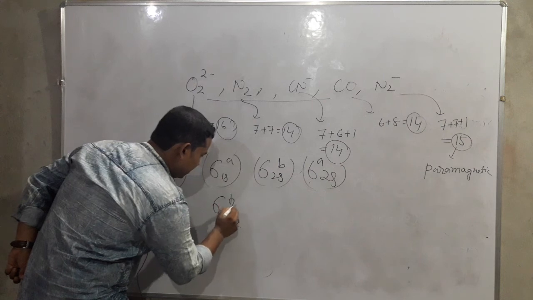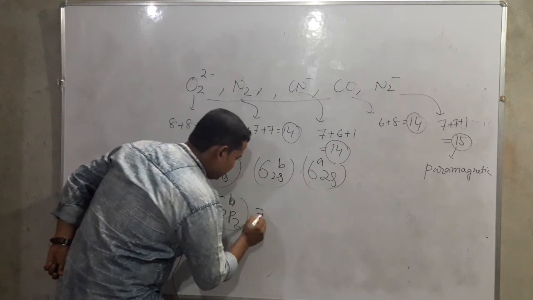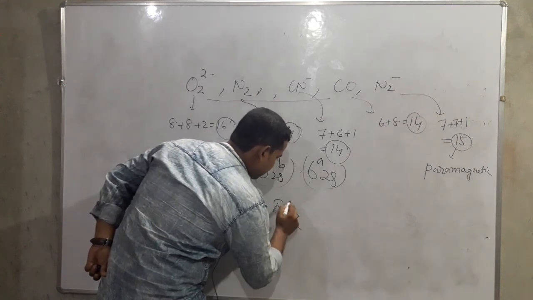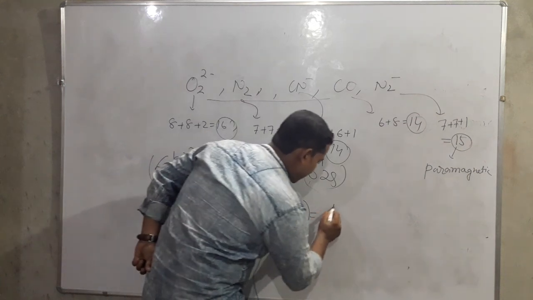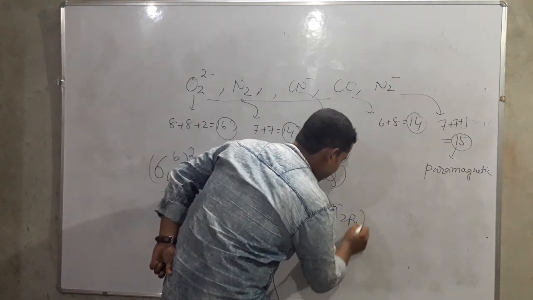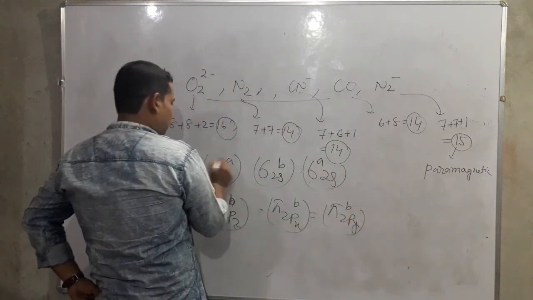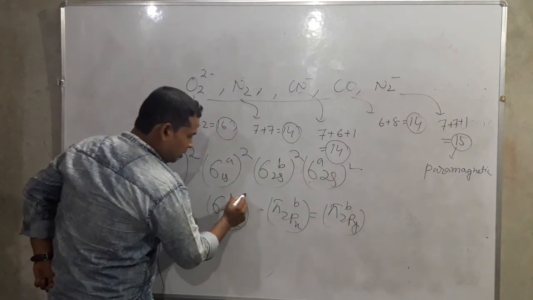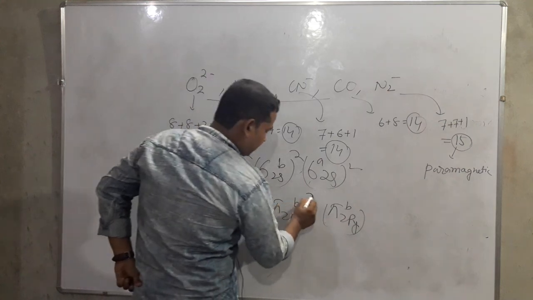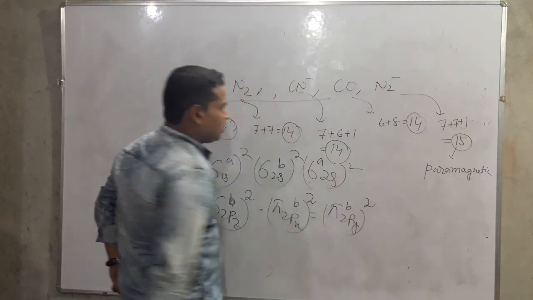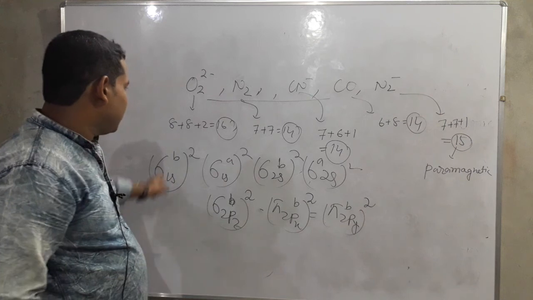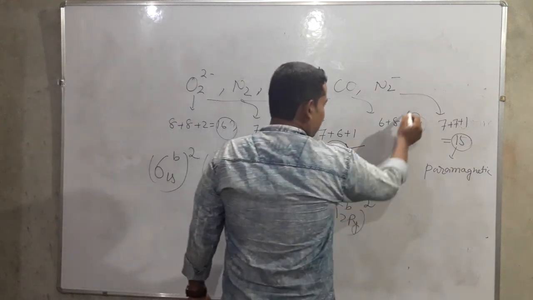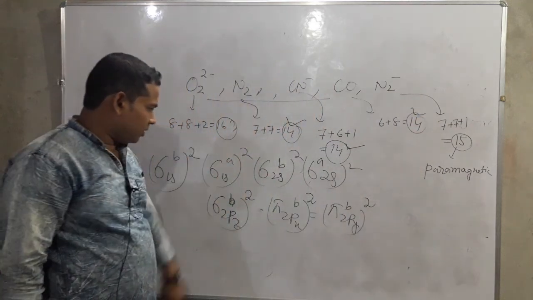Sigma 2pz bonding, not equal to pi 2px bonding, which is equal to pi 2py bonding. How many? 2, 2, 2, 2, 1, 2, 3, 4, 8 electrons, 10, 12, 14. That is 14, which is diamagnetic in nature. So this one is diamagnetic, this one is diamagnetic, this one is diamagnetic. Clear? 16. What happened in case of 16?